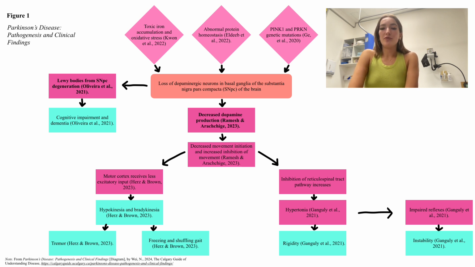This decreased movement will firstly decrease the excitatory output and input to the motor cortex, thereby causing bradykinesia or slow movements, as well as hypokinesia or decreased movements, manifesting symptomatically as shuffling gait, freezing or resting tremors. Secondly, the inhibition of the reticulospinal tract pathway will increase, causing hypotonia or impaired regulation of muscle tone, manifesting as rigidity. Furthermore, postural reflexes become impaired due to hypotonia, manifesting as postural instability.